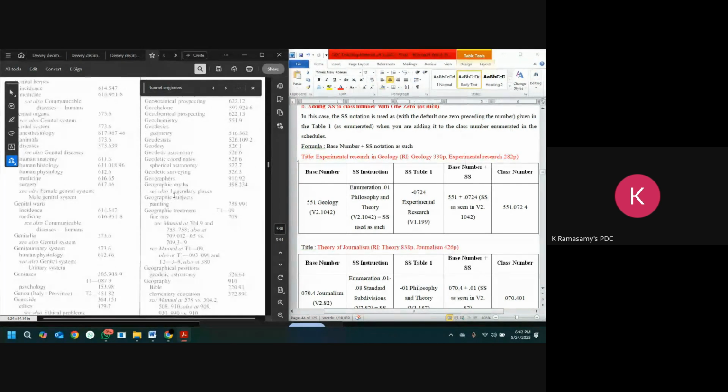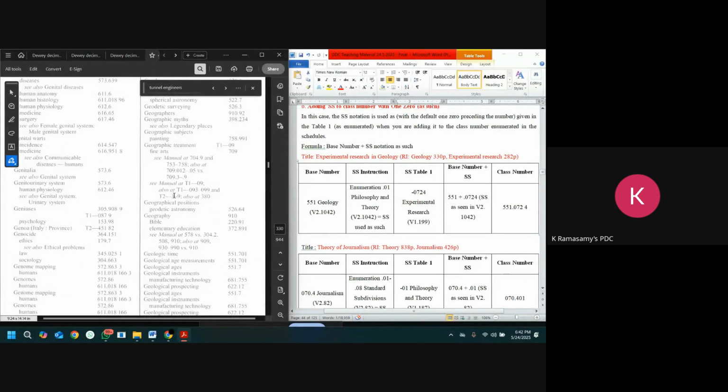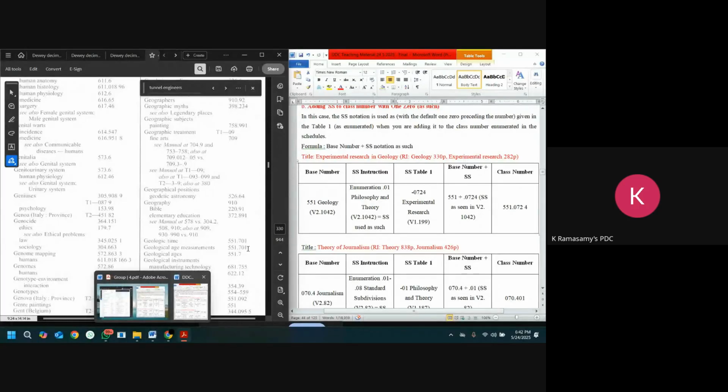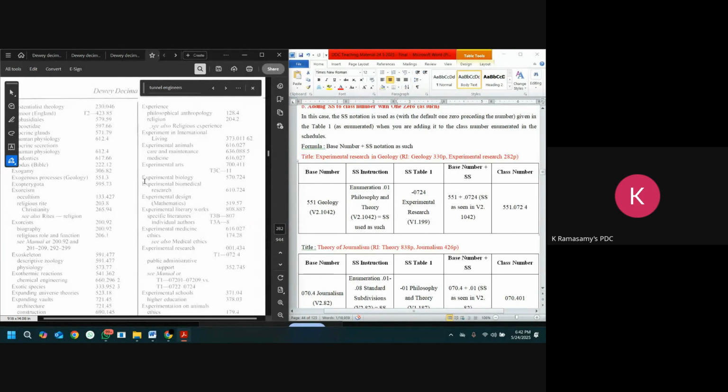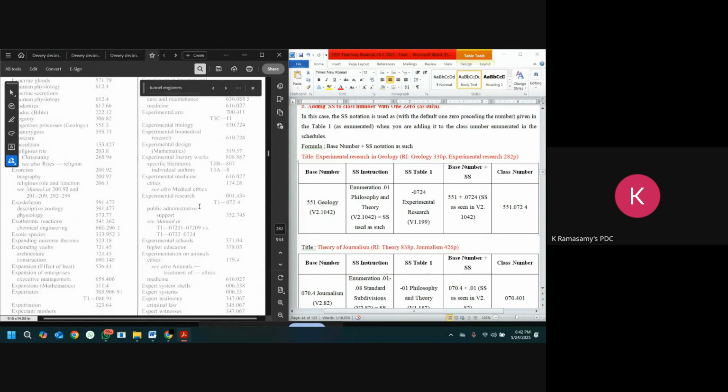It is here. Geography. Okay, geological time and geologist. Geology, bottommost here, no? Geology 551. I have taken down the number for geology is 551. Okay. What is the number for experimental research? I don't know. I go to the relative index and I try for experimental research. What is the number for experimental research? I go here, experimental design, medicine, experimental research, table 1, 0724. That's the number for experimental research. So this can be added to any subject.